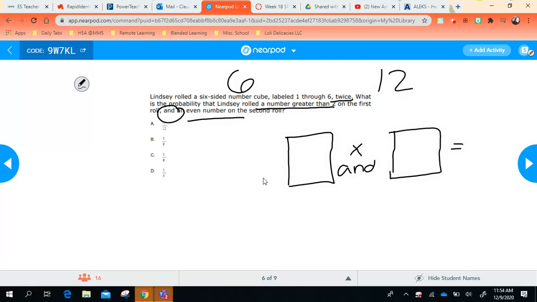Let's look at that first fraction. Number greater than 2. Emmanuel, which numbers are greater than 2? Perfect. So how many numbers is that? 4. What's my probability? 4 out of 6, perfect. Go ahead and find your second fraction and your answer. Make sure you're looking out for that multiplication. Make sure you're not adding.